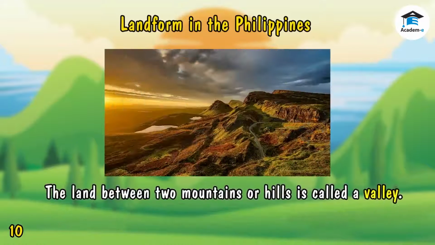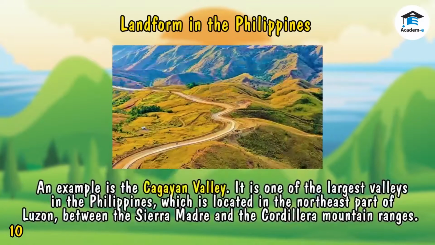The land between 2 mountains or hills is called a valley. Many plants grow in valleys because the soil is fertile. People in valleys raise crops and animals easily. An example is the Cagayan Valley. It is one of the largest valleys in the Philippines, which is located in the northeast part of Luzon, between the Sierra Madre and the Cordillera mountain ranges.